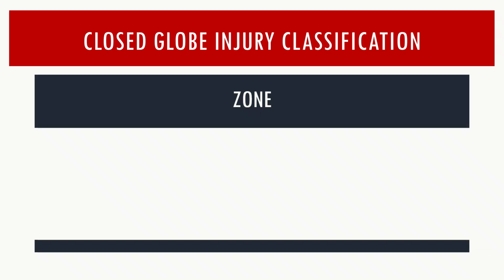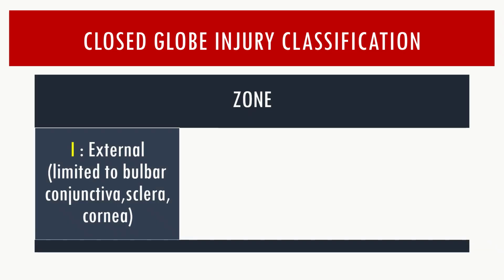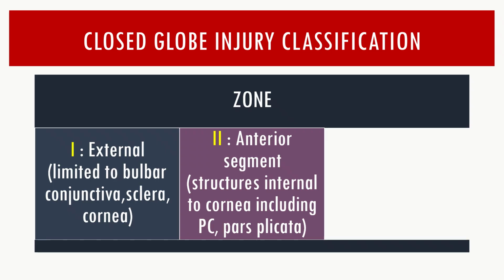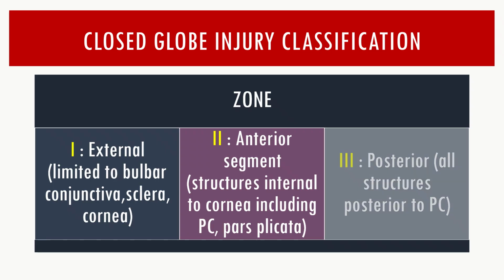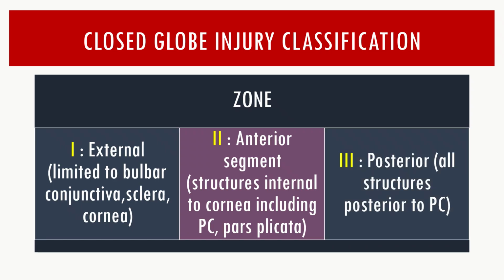Next is zone. In closed globe injuries, zone 1 includes external structures like conjunctiva, sclera, and cornea. Zone 2 includes the anterior segment structures internal to the cornea, including posterior capsule and pars plicata. Zone 3 includes all structures posterior to the posterior capsule. This zonal classification helps us understand the extent of injury.